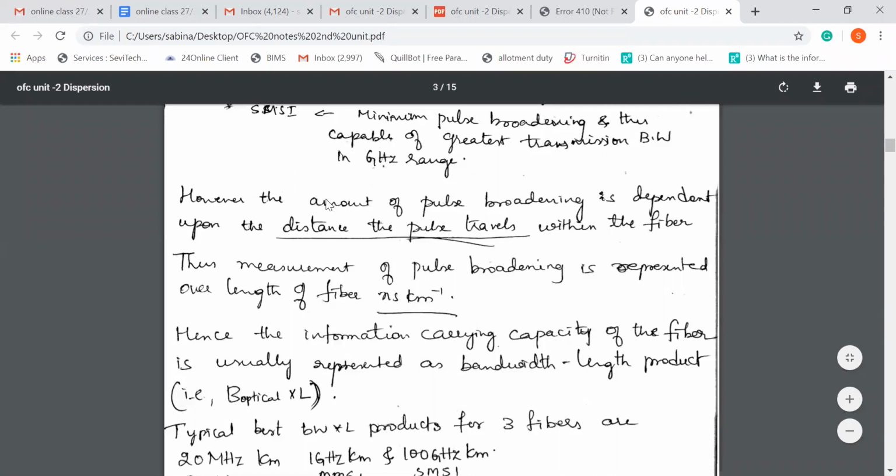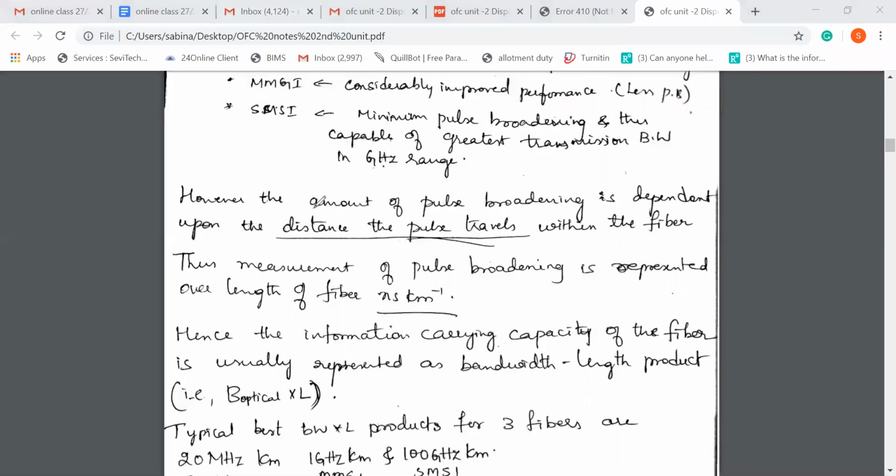And already I have told you, this is very, very important: the amount of pulse broadening depends on the distance the pulse travels within the fiber. Already in the first diagram we showed you. Then the measurement of pulse broadening is represented over the length of fiber, in nanoseconds per kilometer. So this is the measurement, and this is very important. You have to solve a few problems using that.